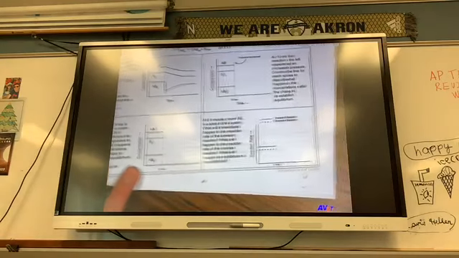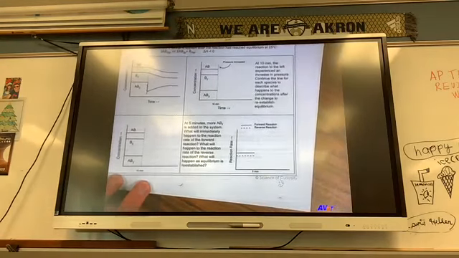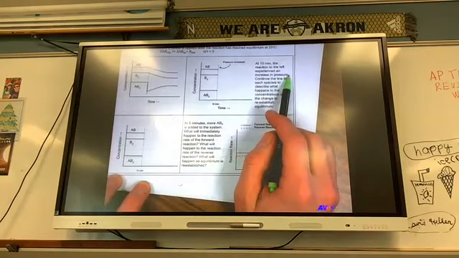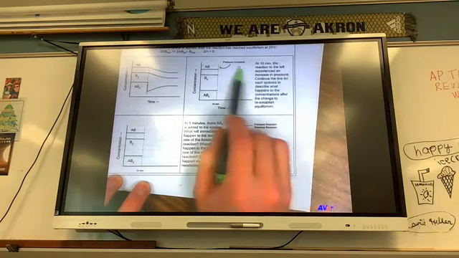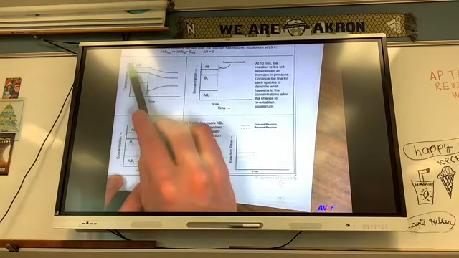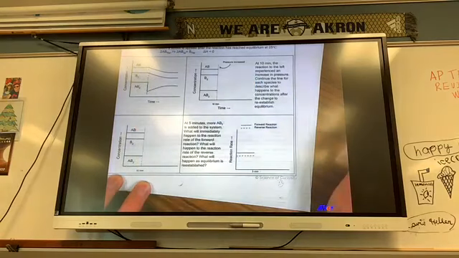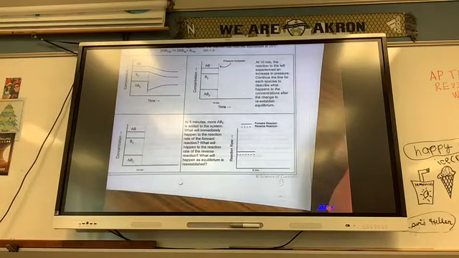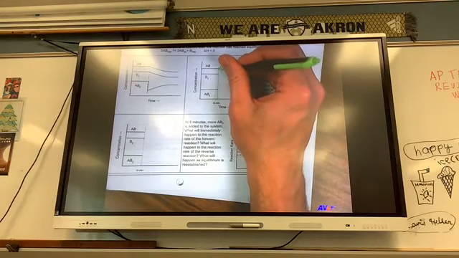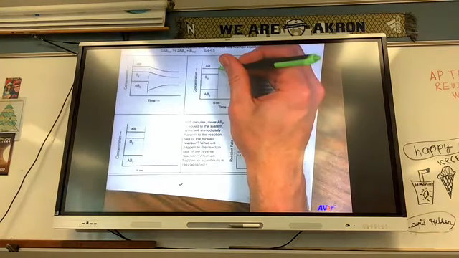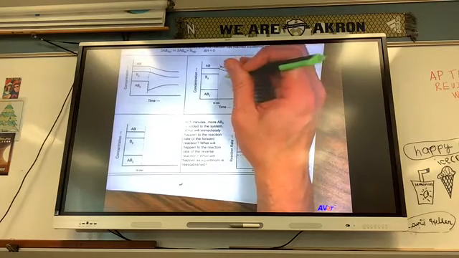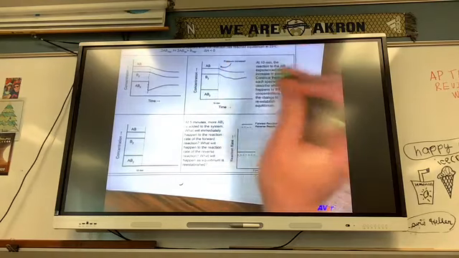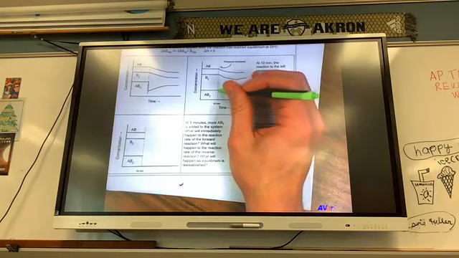On this next one, at 10 minutes the reaction experiences an increase in pressure. So that means it's going to shift to the side with the least amount of moles of gas. So it's going to shift to the left, which means my AB is going to go down, my B is going to go down, and my AB2 is going to go up.